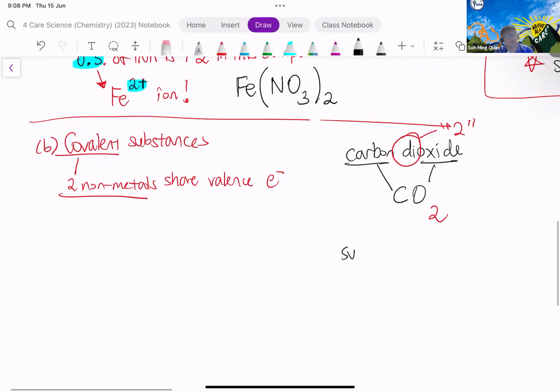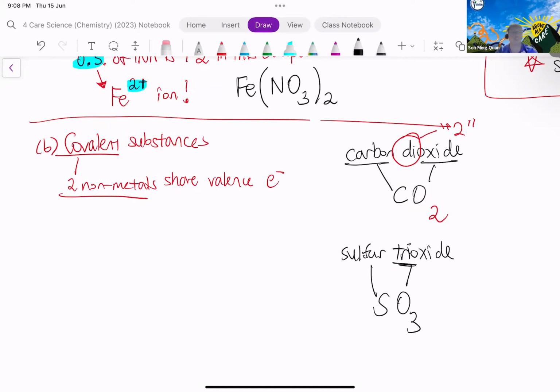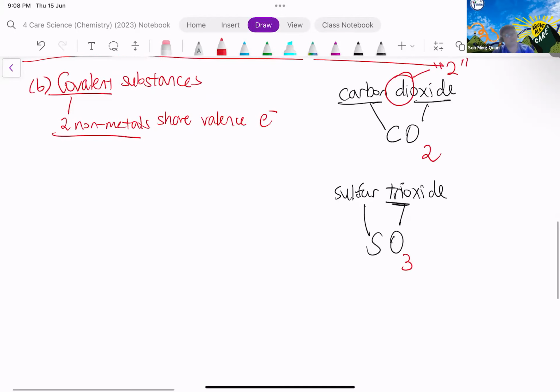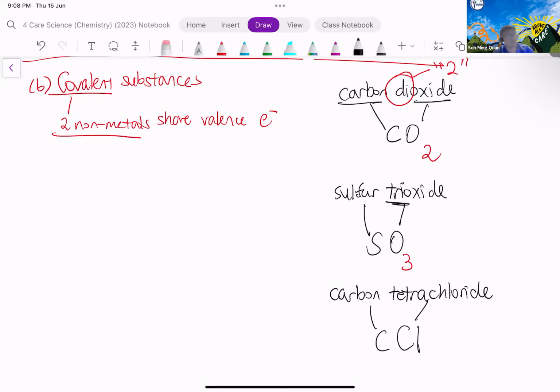Similarly, if I told you it's sulfur trioxide, tri means 3, so SO3. Okay. Finally, carbon tetrachloride. C, chloride Cl, tetra means 4. CCl4. Okay, now so prefixes, di means 2, tri means 3, tetra means 4.